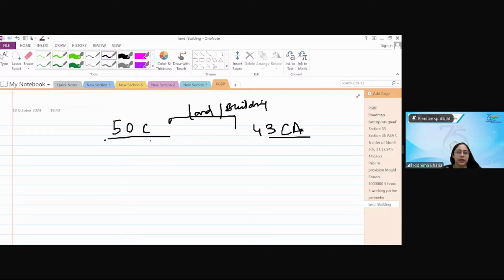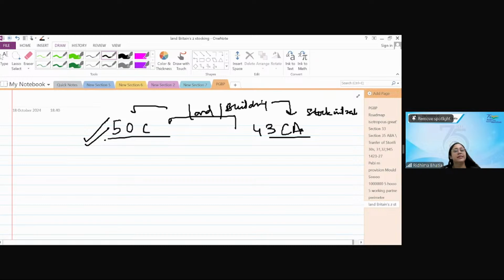Both are the same, but what is the difference? You have to apply section 50C when you are holding land and building as your capital asset, as your investment. You have to apply 43CA when you are holding land and building as your stock in trade. In more cases than not, this particular section is applicable because we have seen everyone holding land and building as stock, when you are into real estate development and stuff. So now, what does this section say? Let's understand that.